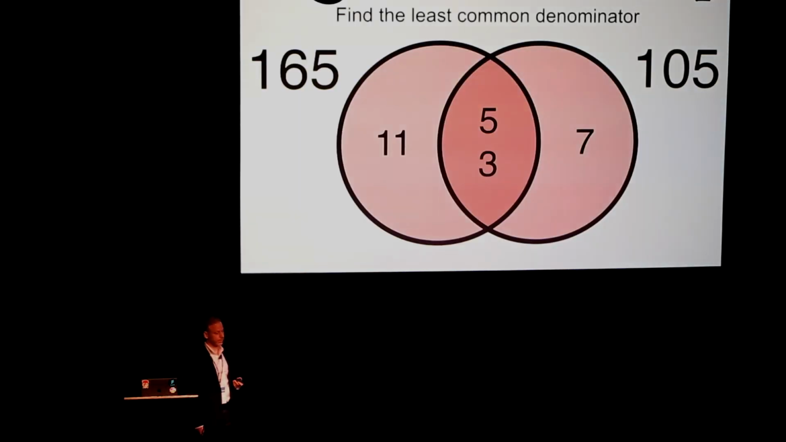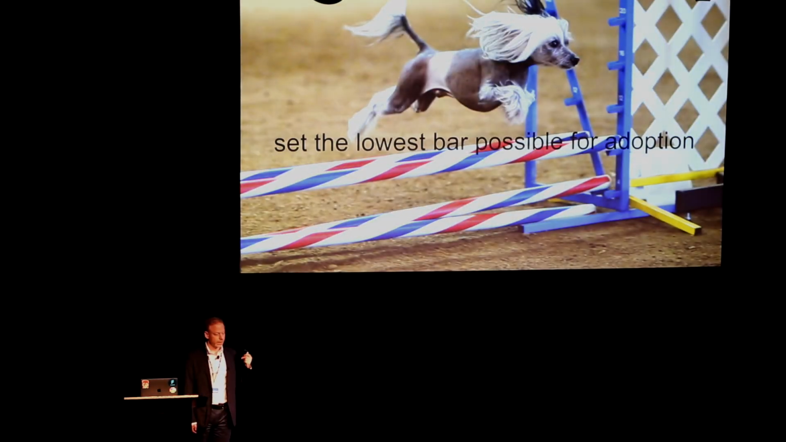So step 4, define the least common denominator. This is incredibly important. You have to always try to reduce things down to what's the smallest thing we can do in terms of creating the standard. If you take the position that the standards have to be all or nothing, then you will fail. This can't be done. You need to make it the lowest bar possible for adoption. This needs to be super easy.